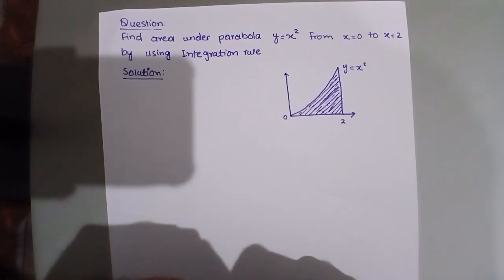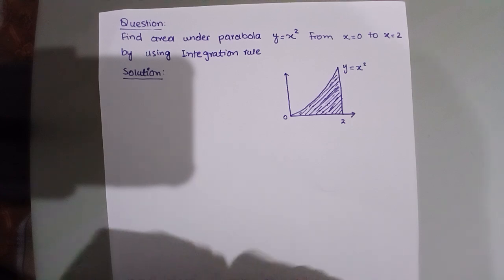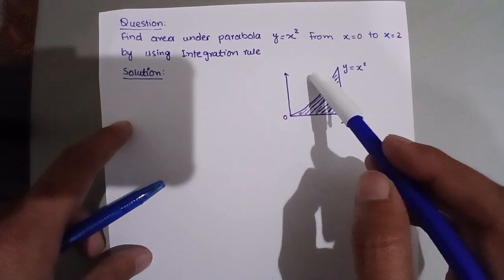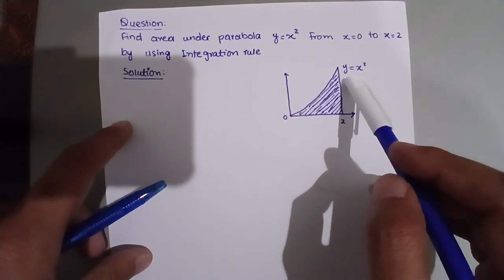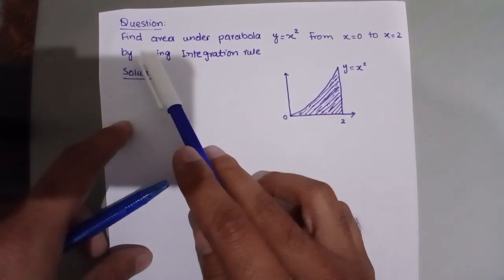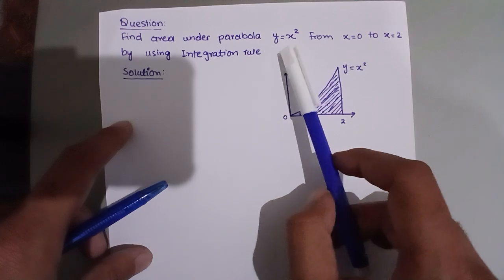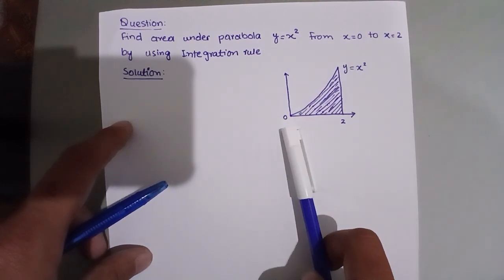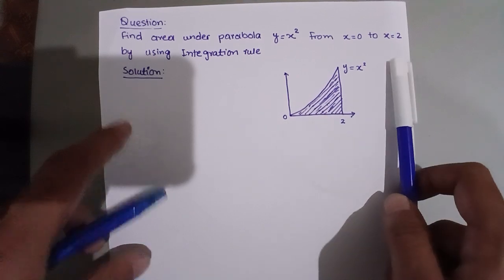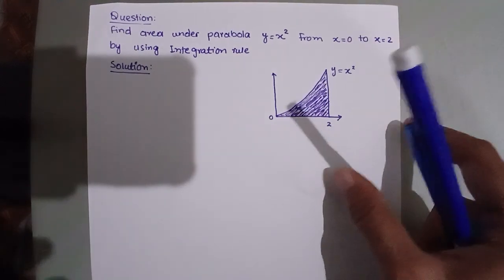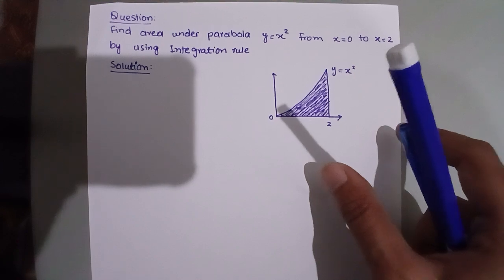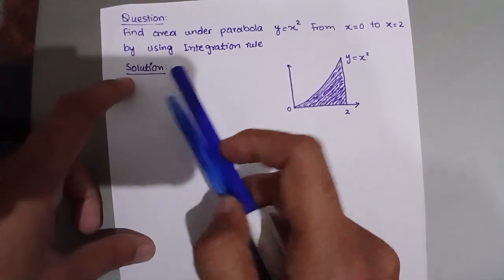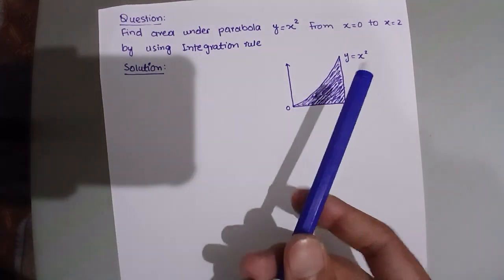In this calculus problem, we have this parabolic figure whose equation is y is equal to x square. We have to find the area under this parabola y is equal to x square from x is equal to 0, which is starting from 0 and ending at x is equal to 2. So by using x is equal to 0 to x is equal to 2, by using the integration rule, we have to find the area under this parabola.